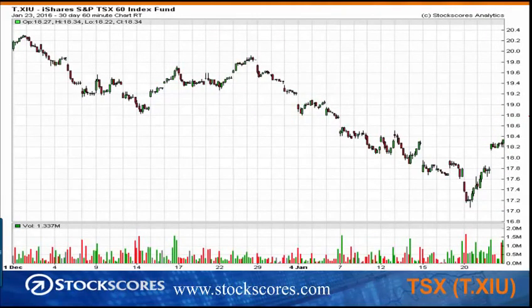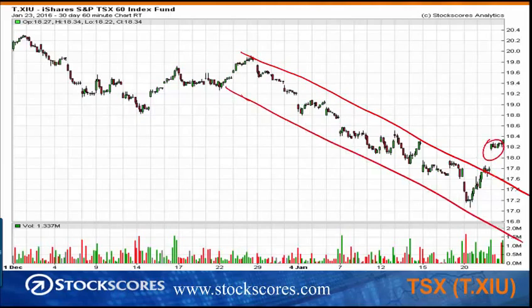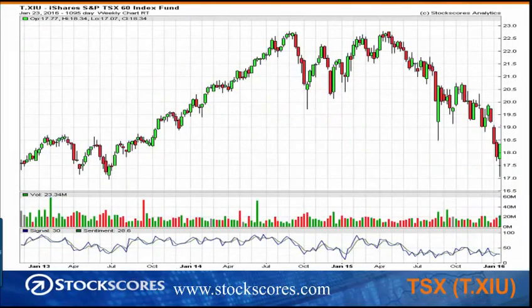Here's the TSX 60 intraday, and you can see here there is our downward sloping channel. We broke that little rising bottom here. Let's see if we can get up through there. The critical thing, of course, for the TSX is what oil does. We'll get to the oil chart in just a minute, but it's a step in the right direction. I just don't think it's out of the woods yet.